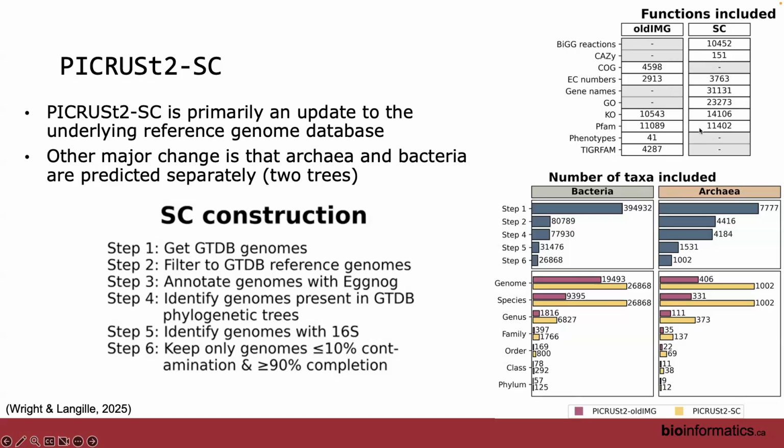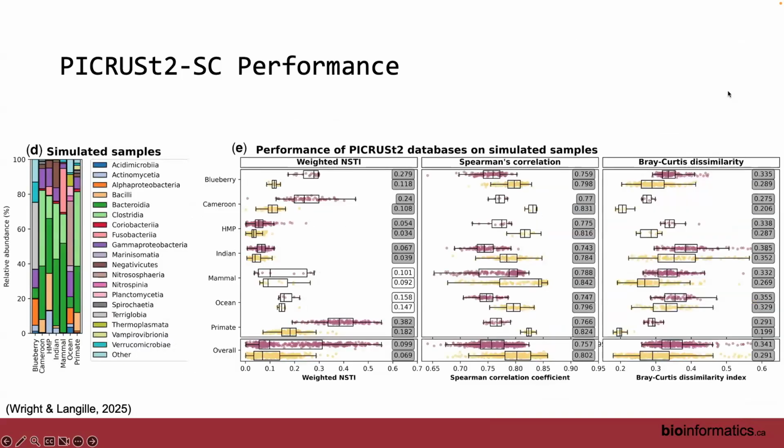We will talk about this more in advanced. And then there are other functions included. We did decide to drop a few from the old IMG, but overall, I think these are a better selection. And again, I'm not going to go into this in great detail, but in the past, if you read the PyCrust2 paper, we used real samples with metagenomics and 16S data to determine how well they correlated if you use metagenomics versus 16S. And this time, we didn't want to do that all over again. We just used simulated samples.